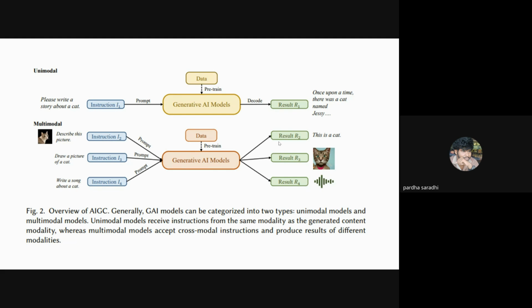Even by just telling it, okay, I need an image, and then it needs to have a voiceover, it is possible. So here it is happening, and the multimodal systems trained so far are so good that we are not able to realize whether a piece of content was created by humans or by systems.